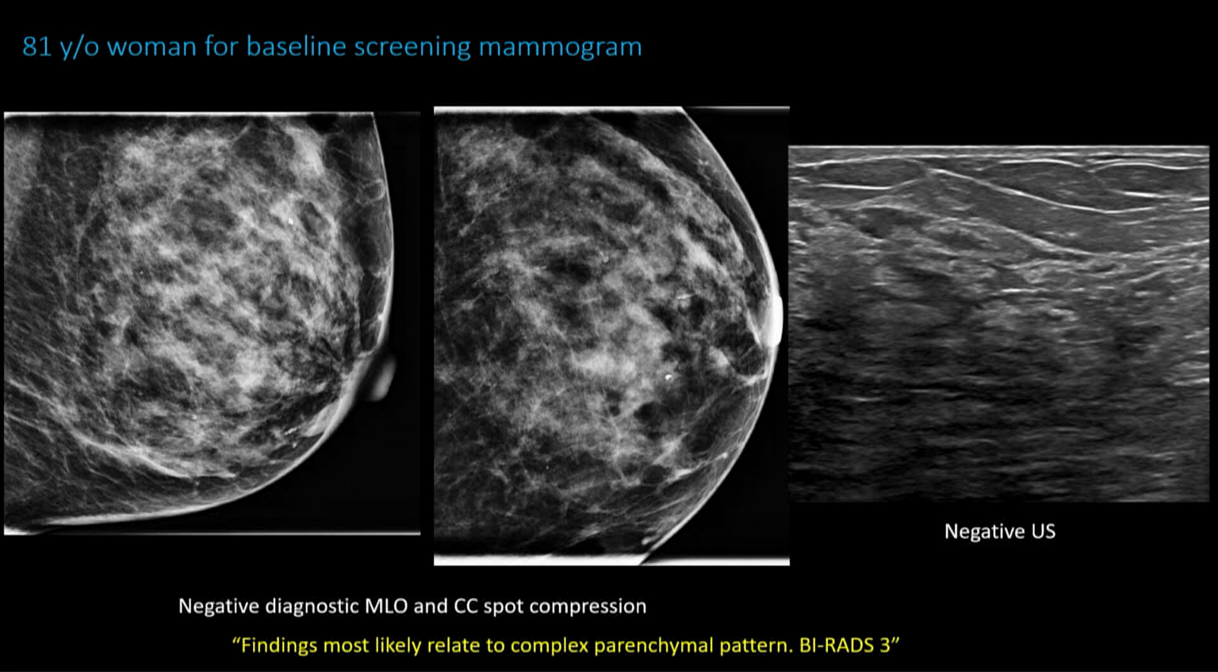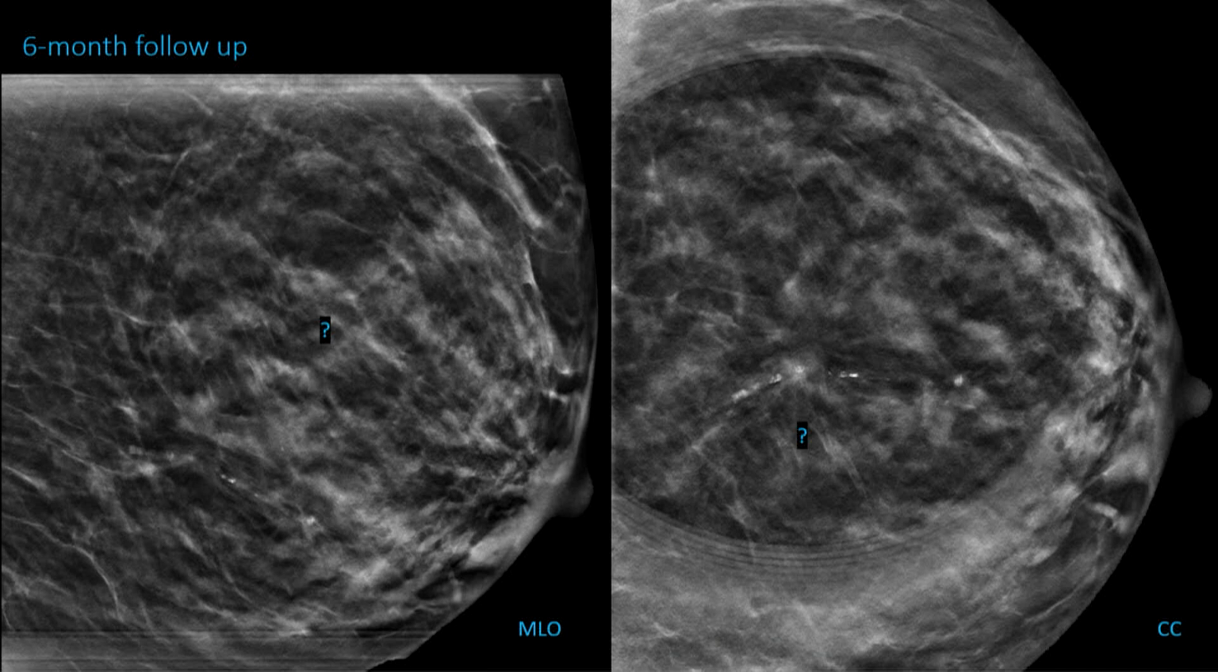So on the day of diagnostic mammogram, you can see that there's no definitive persistent finding on mammography. Targeted ultrasound was negative. So this was dictated out as findings most likely relate to complex parenchymal pattern, BI-RADS 3. We can argue if this is an appropriate use of BI-RADS 3, however, the patient was placed in follow-up.